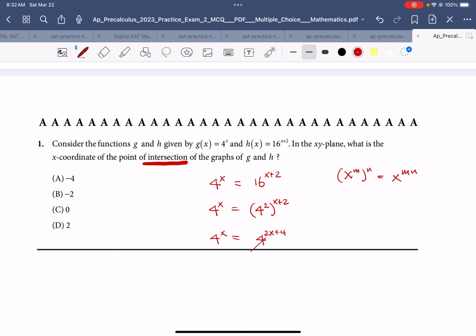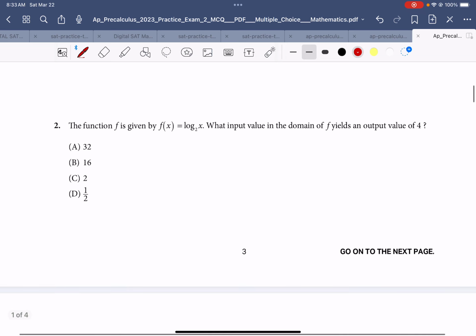Now you can just drop base 4, then x equals 2x plus 4. So when you solve for x, it should be negative 4. Okay, so answer is A. All right, next one, number 2.